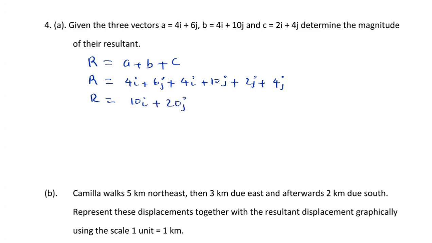Okay, so then the magnitude of r is given as r magnitude equals under root 10 squared plus 20 squared, of which after solving the values, we are going to have under root 500, and this is the magnitude of a resultant.